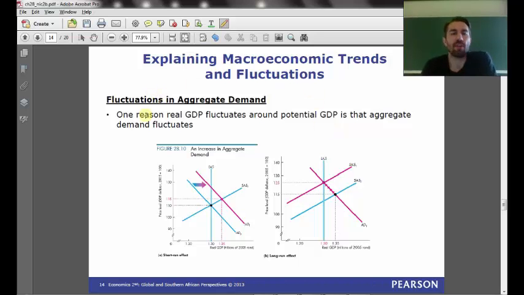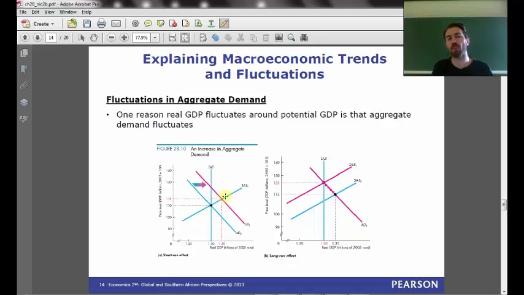So if we look then at fluctuations in aggregate demand, one reason that our actual GDP might fluctuate around its potential, in other words, why we might have a business cycle, one of the reasons that we might go up sometimes and down sometimes, is that we could be moving away from the long run aggregate supply, and one of the reasons is demand side factors. So our aggregate demand curve shifts to the right. In other words, it shifts by more than what the long run aggregate supply curve shifts. We move away from the long run.